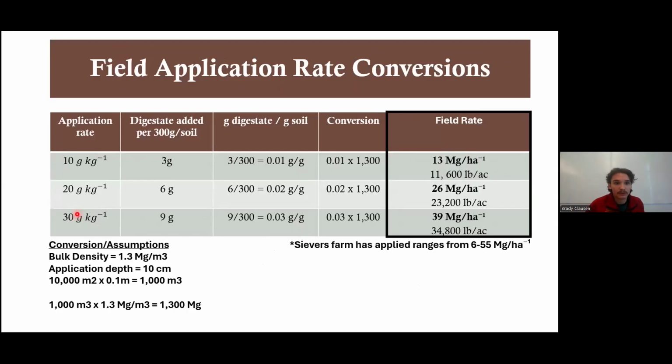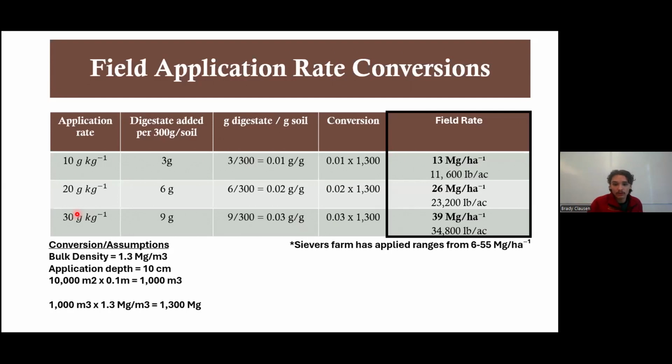So on the left, we have application rate. We have 10 grams per kilogram. And as you move all the way to the right, you'll see that it translates to about a 13 megagram per hectare field rate. Of course, we're using some pretty generous assumptions here, but this is starting to give that idea. And the pounds per acre are just below that too, if anybody prefers seeing it that way. Following that, the 20 translated to 26 megagrams and the 30 translated to 39 megagrams.